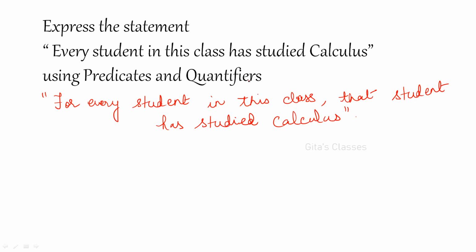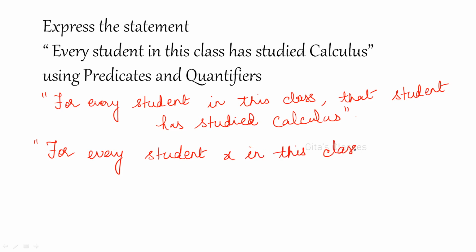So, we are going to use the variable x and "for all". For more clarity, here we know that "every" is used, so we are going to use "for all" only. Now, for every student in terms of x: for every student x in this class, x has studied calculus.